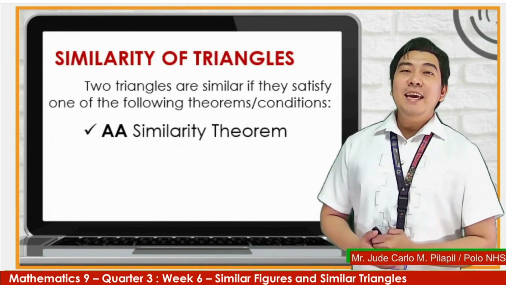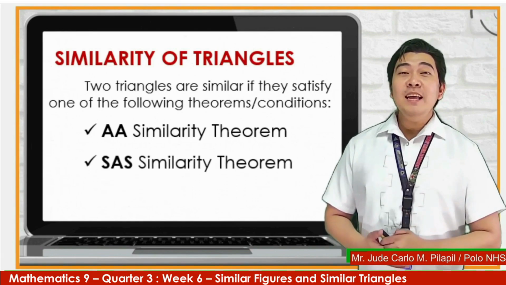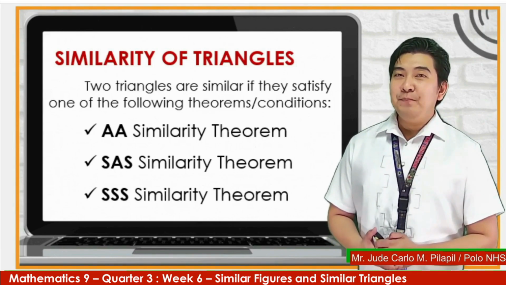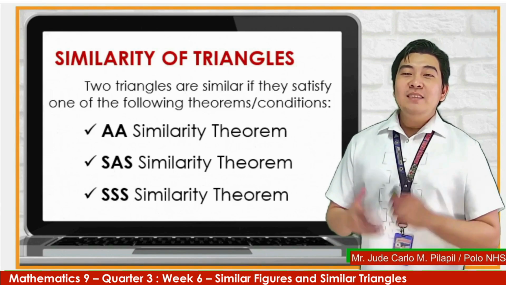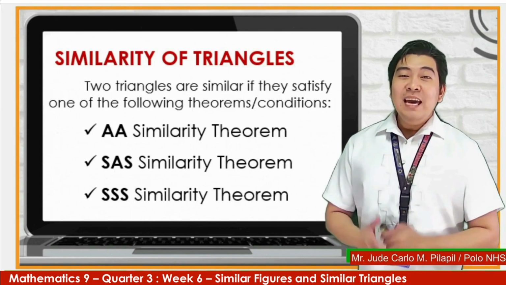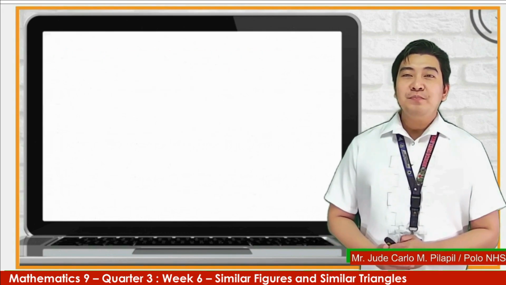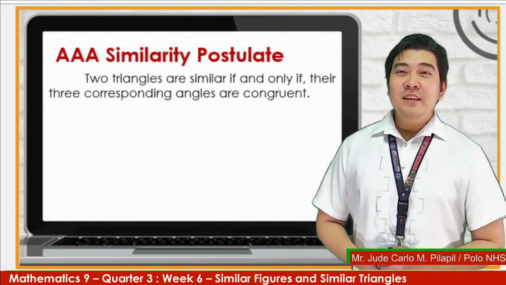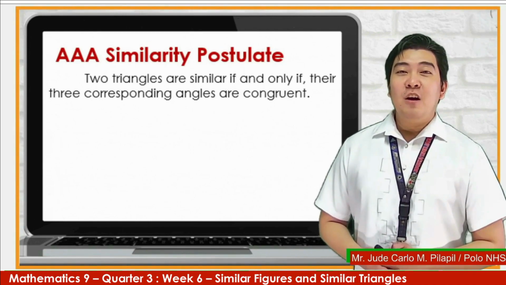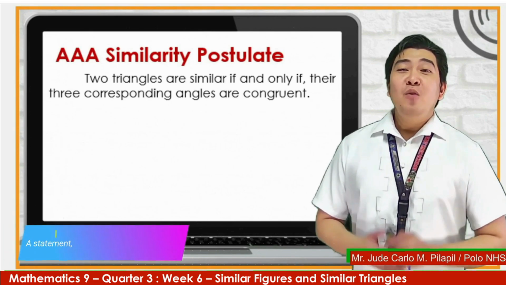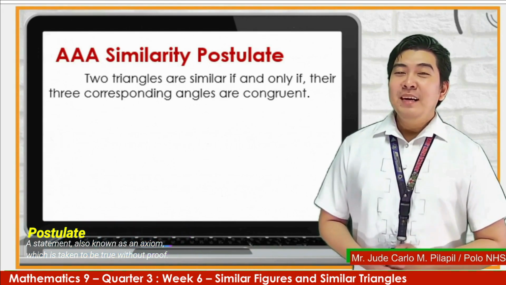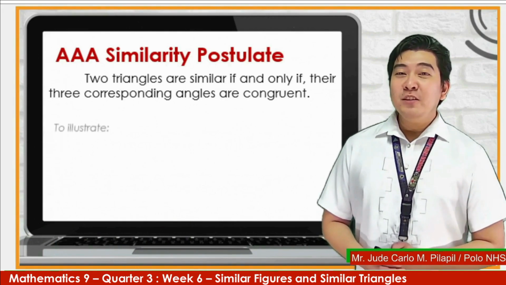The first one, the AA Similarity Theorem. The second one, SAS Similarity Theorem. And the last one is the SSS Similarity Theorem. Let us discuss them one by one, starting with the AAA Similarity Postulate, which serves as the foundation in proving the other similarity theorems. The AAA Similarity Postulate states that two triangles are similar if and only if their three corresponding angles are congruent. Remember that a postulate is a statement accepted to be true without proof, so no need to prove this one. Let us illustrate the AAA Similarity Postulate.